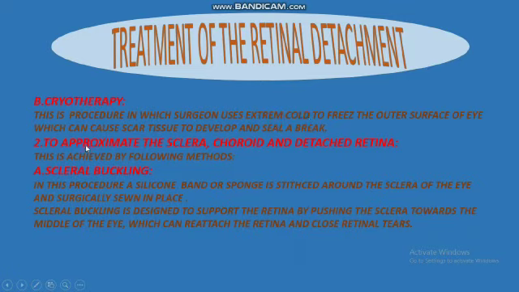Now the second principle is to approximate the sclera, choroid and the detached retina. This is achieved by scleral buckling. It is a gold standard method. In this procedure, a silicone band or sponge is stitched around the sclera of the eye and surgically sewn in place. The scleral buckling is designed to support the retina by pushing the sclera towards the middle of the eye, which can reattach the retina and close the retinal tears.